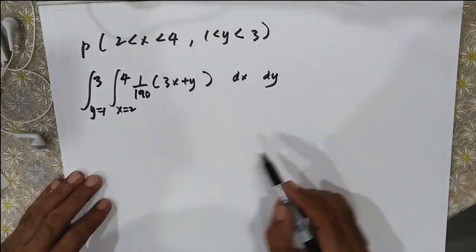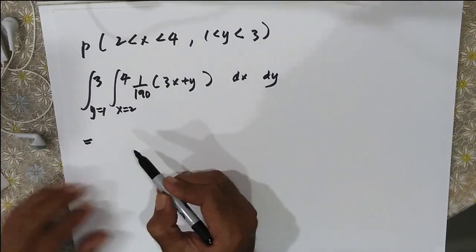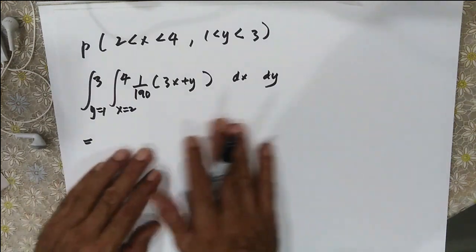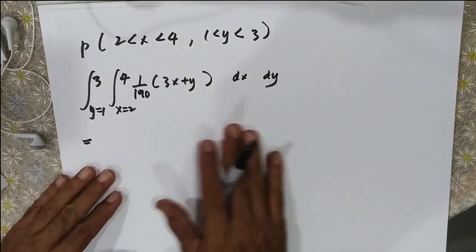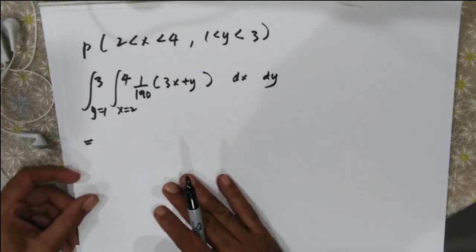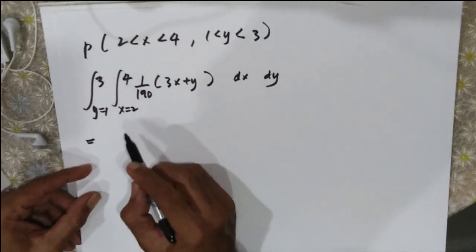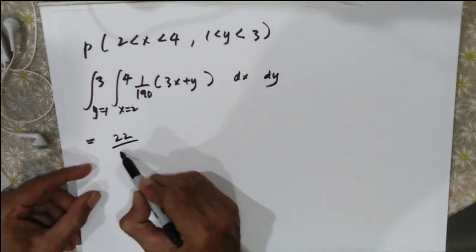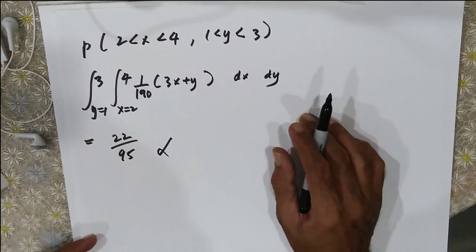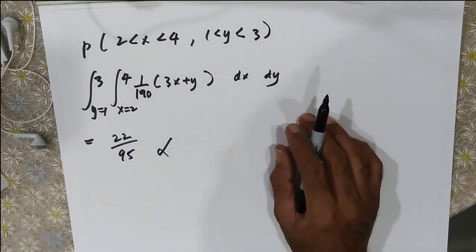If you integrate these functions, I just leave it to you how to integrate here. You can check the final answer: the final answer here will be 22 over 95. You can integrate this function. This is how we solve the marginal of x and marginal of y.